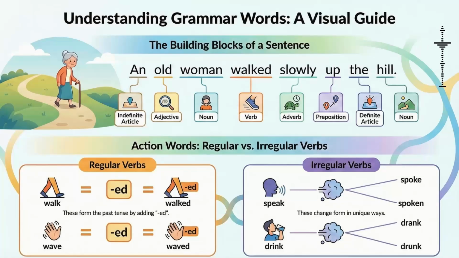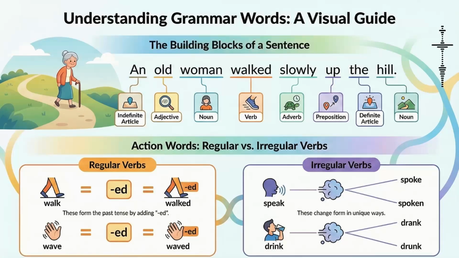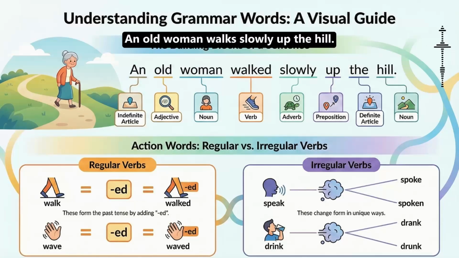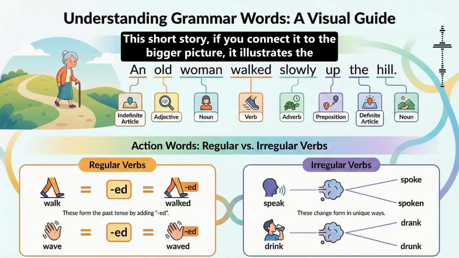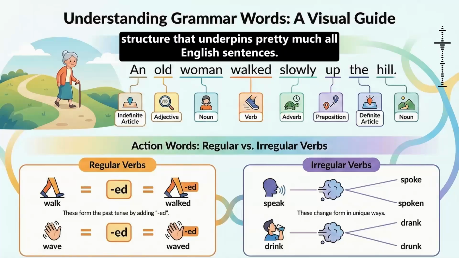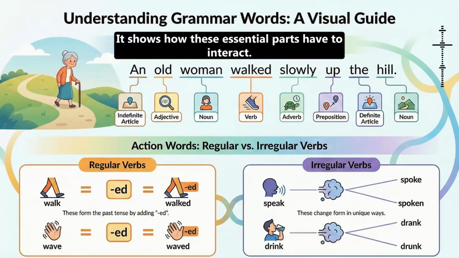Okay, let's look at that initial text. It paints a very simple picture. An old woman walked slowly up the hill. On the way, she spoke to a little boy. "Good morning," she said. It's a perfect little lesson, isn't it? This short story, if you connect it to the bigger picture, illustrates the structure that underpins pretty much all English sentences. It shows how these essential parts have to interact.